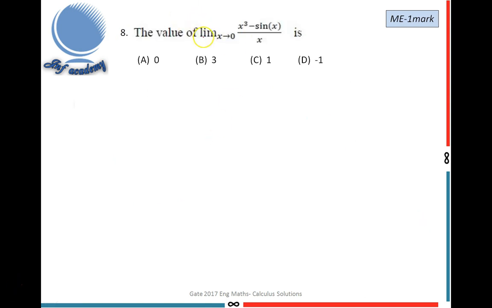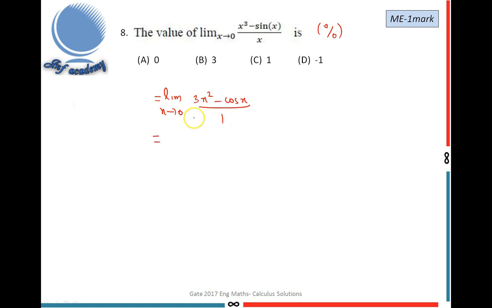Eighth problem: the value of limit x tends to 0, (x cube minus sin x) by x, is what? This question is from the mechanical department. It has 1 mark. First I substitute the limit. I got 0 cube minus sin 0 by 0, that is 0 by 0 form, indeterminate form. So in that place I use L'Hospital rule. The derivative of the numerator is 3x square minus cos x, divided by the derivative of x, which is 1.